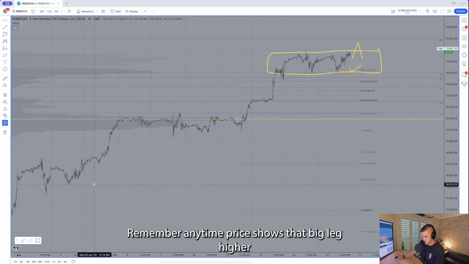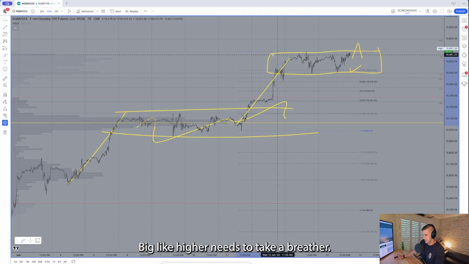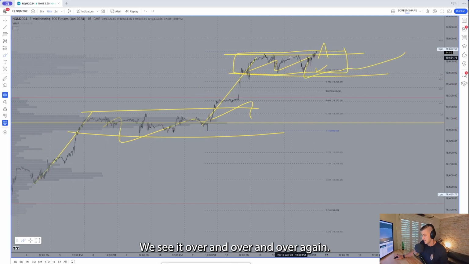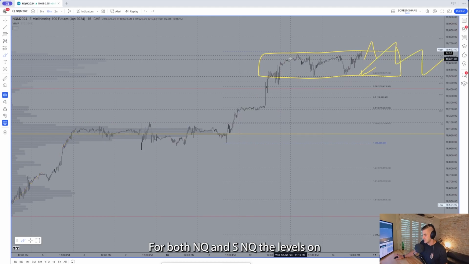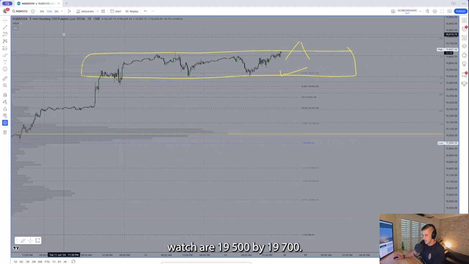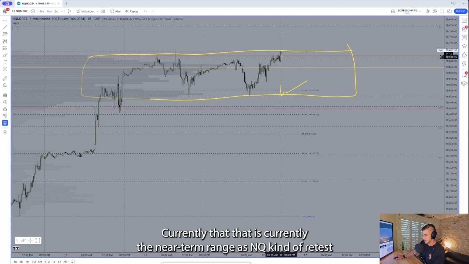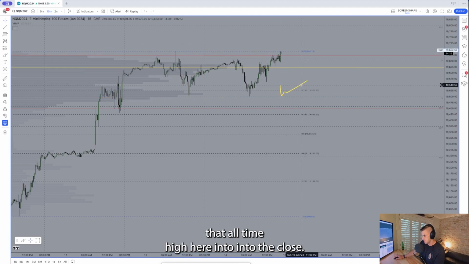Remember, anytime price shows that big leg higher, it needs to take a breather, right? Same type of concept. We see it over and over again. So that's kind of the idea here for both NQ and ES. NQ, the levels on watch are 19,500 by 19,700 currently. That is currently the near-term range as NQ kind of retests that all-time high here into the close.